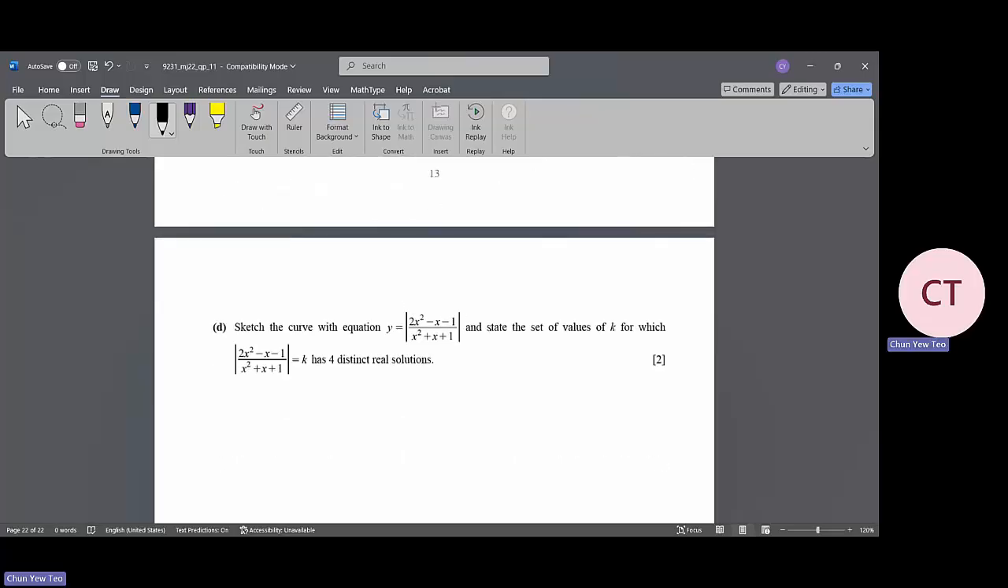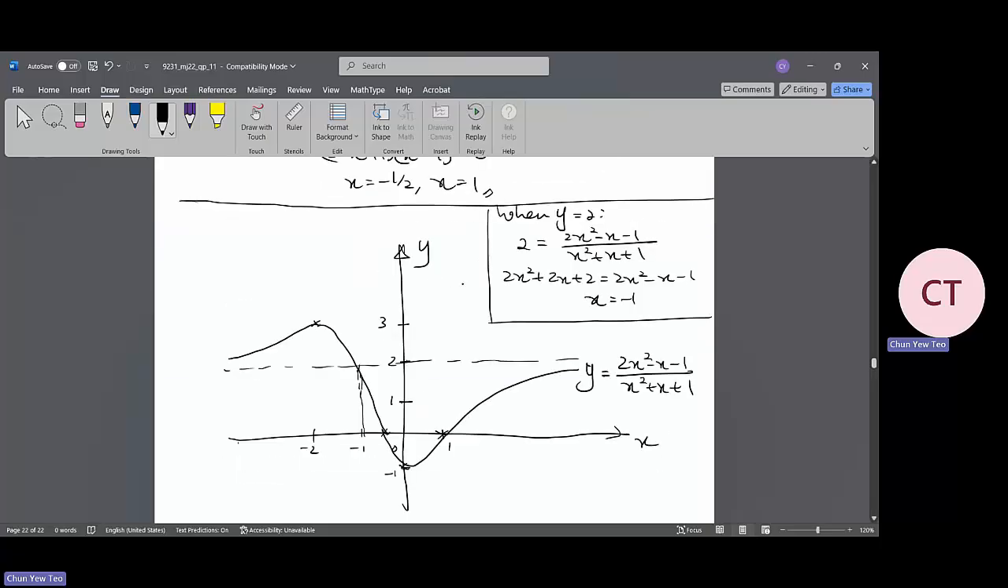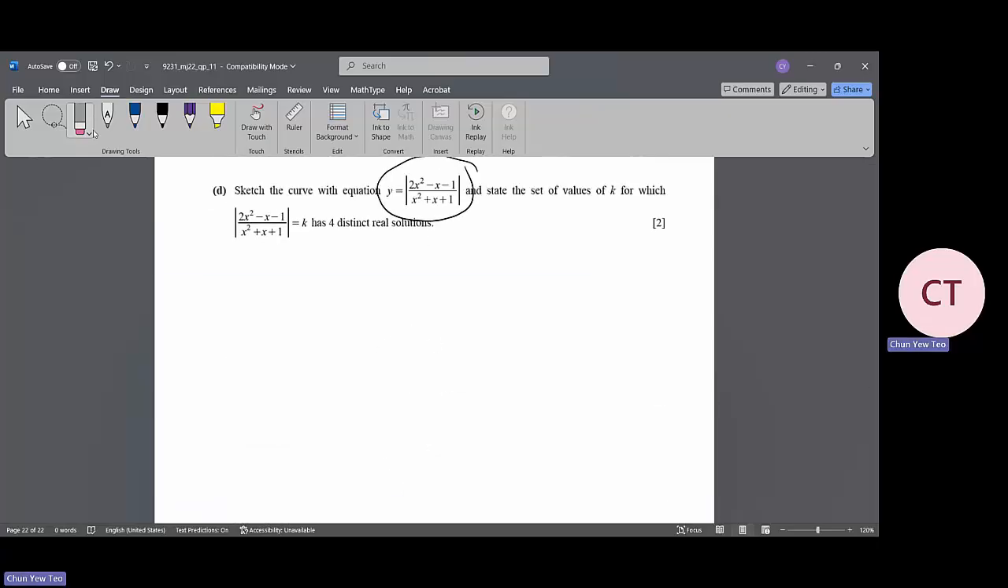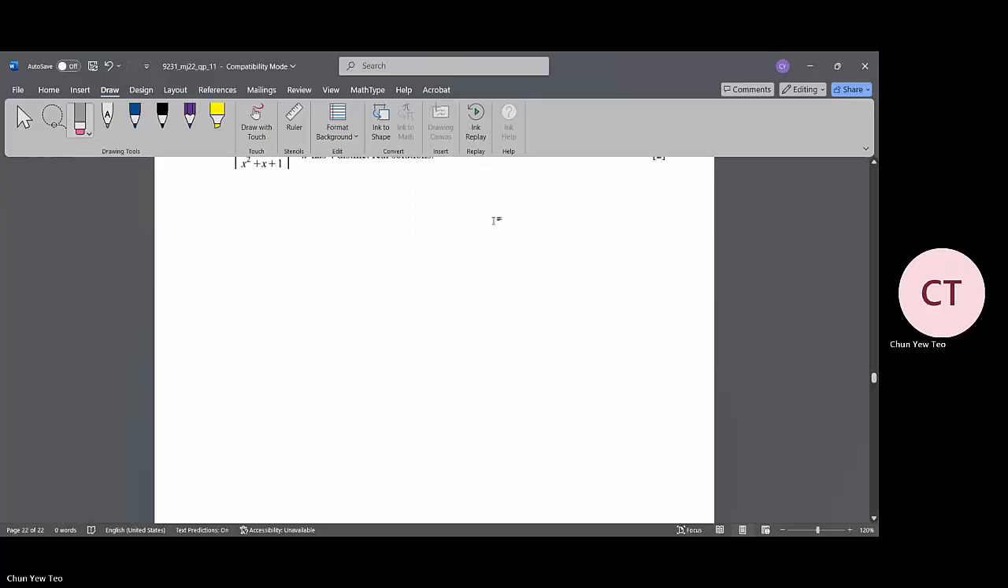Part D, they want you to sketch a graph of a modulus of the graph just now. So modulus actually only this portion will be reflected up. So this one will be gone. So we need to do it one more time. So we sketch it over here, again with the proper scale.